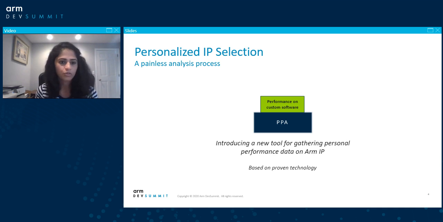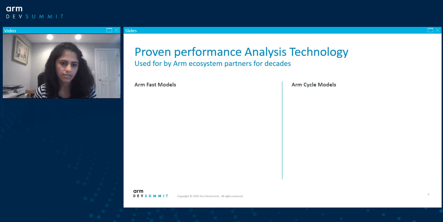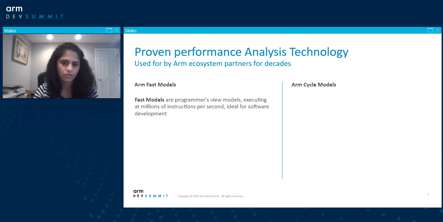But what this tool uses at the back end is proven technology that's been out there for years and decades, that ARM users have been deploying. At the back end of this tooling are two abstractions of models. The first one is ARM fast models. ARM fast models are programmer's view models. As their name indicates, they run very fast.